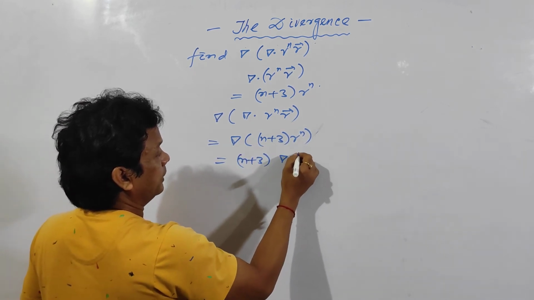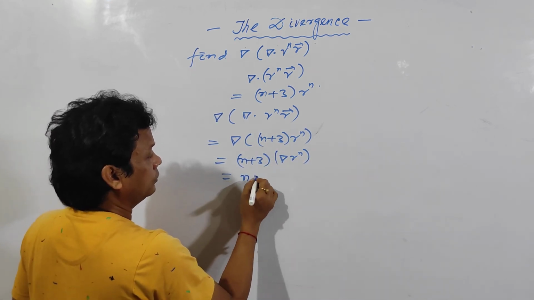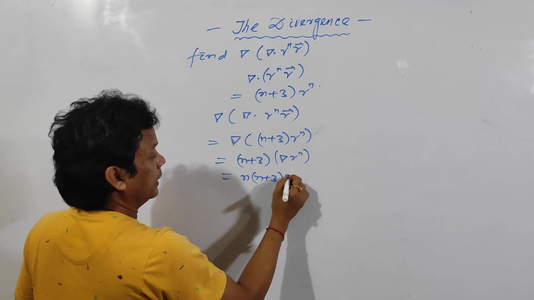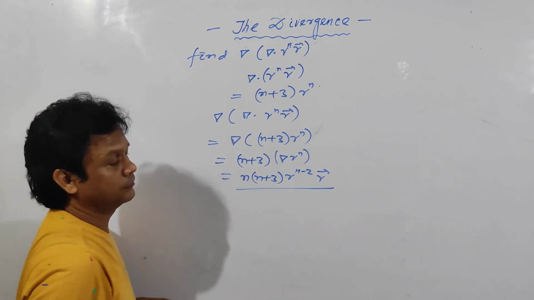So del of r to the power n. Then apply the formula simply, del of r to the power n is n into r to the power n minus 2 into r vector. So this is your answer.